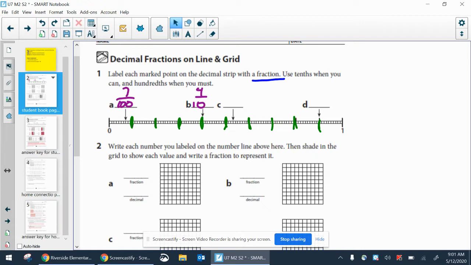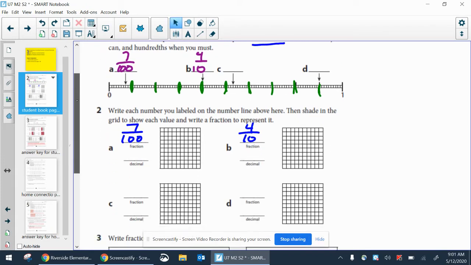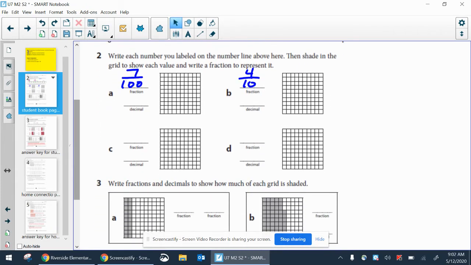So our problem A, 1A rather, we already know what our fraction is, 7 100ths. And problem B, problem 1B, we also already know what our fraction is. And since we didn't do C and D up here, that's something that when you get that far, you'll do, and then you'll move that down here to our grids as well. All right, continuing on, I'll scroll down so we can see it a little bit better.